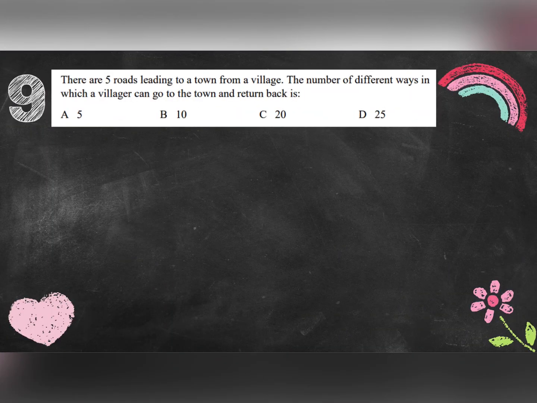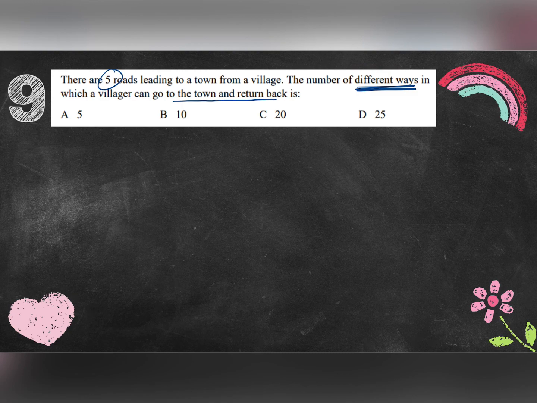Dah masuk chapter 7. Okay. There are 5 roads leading to a town from a village. Okay. Ada 5 road. And the number of different ways in which a villager can go to the town and return back. Dia pergi dan balik. Tetapi dia kata different ways. Selalunya kalau dia kata the number of ways, kita akan gunakan jalan yang sama lah. Tapi dia ada mention perkataan different ways, maksudnya pergi guna jalan sama, balik takkan guna jalan sama.